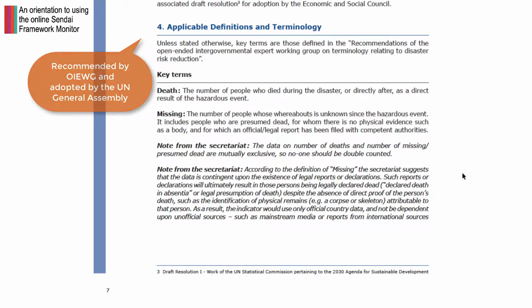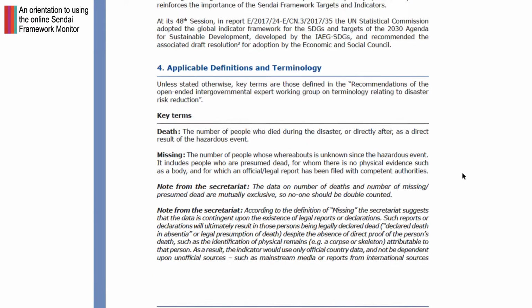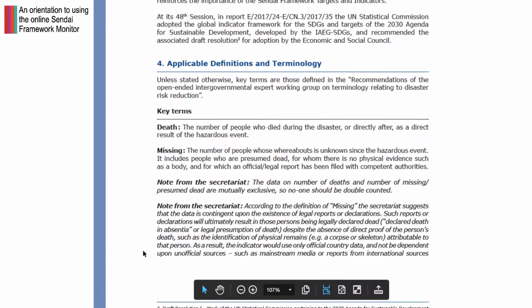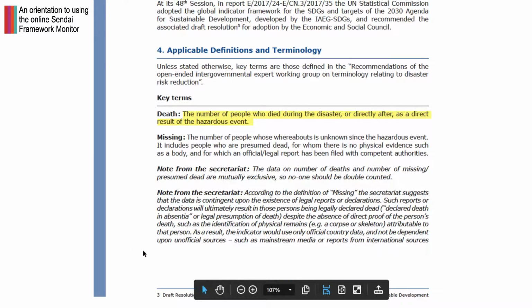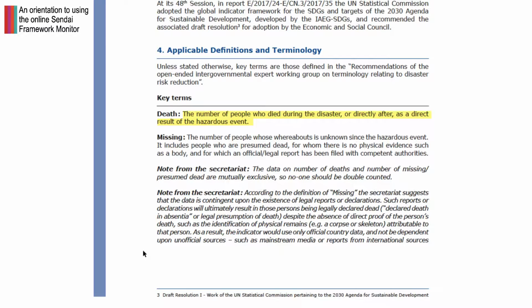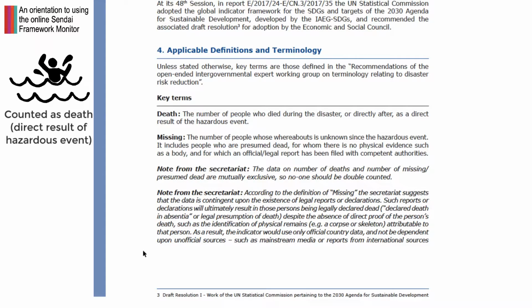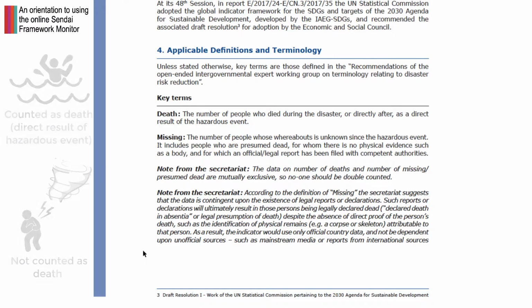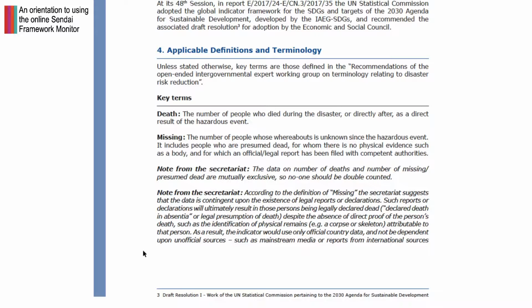the UN General Assembly. Looking at Target A, Indicator A1 is the number of deaths and missing persons attributed to disasters. The definition of deaths is noted here as the number of people who died during the disaster or directly after as a direct result of the hazardous event. For example, if someone died from drowning caused by a flood, that is counted in this number. Meanwhile, if someone died from a heart attack during a cyclone, this number is typically not included, as the cause cannot be directly linked to the hazardous event. However, such a determination is ultimately up to the member state.